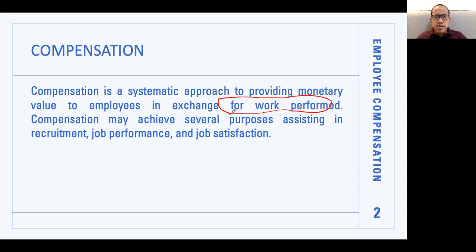Kaya dito sa pagkaka-define ko dito, medyo generic pa siya, no? Medyo generic pa siya. Although, applicable na rin naman siya dun sa specific sense ng compensation para sa mga empleyado. Okay.